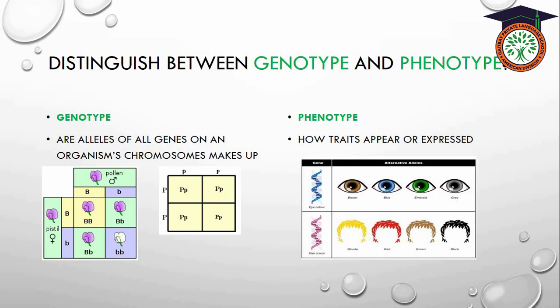And what is the phenotype? We said that the phenotype, the trait, is how the trait appears or is expressed, like the color of the flower here. In this example, three of them would be purple and one of them would be white. We have many other examples: the brown color of the eye, the blue color of the eye, the color of the hair, is it brown, black or yellow?